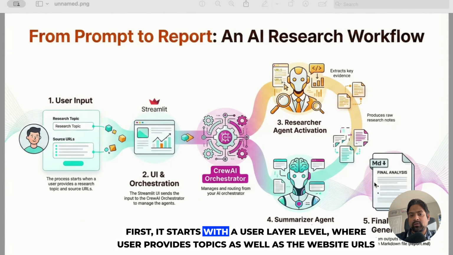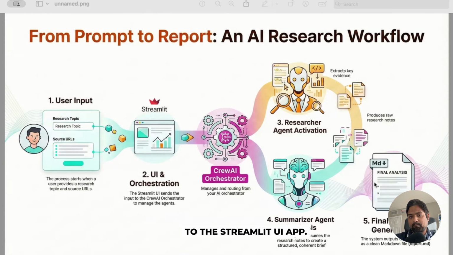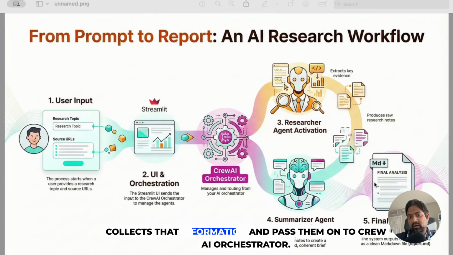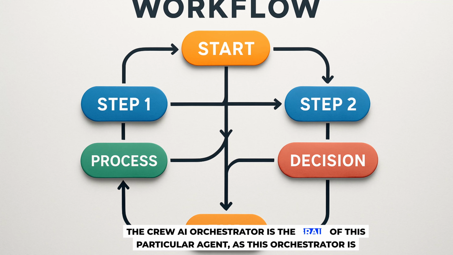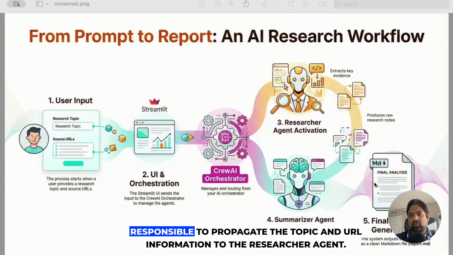First, it starts with a user layer where the user provides topics as well as website URLs to the Streamlit UI app. The Streamlit UI app collects that information and passes it on to the CrewAI orchestrator. So the CrewAI orchestrator is the brain of this particular agent, as it is responsible for propagating the topic and URL information to the researcher agent.